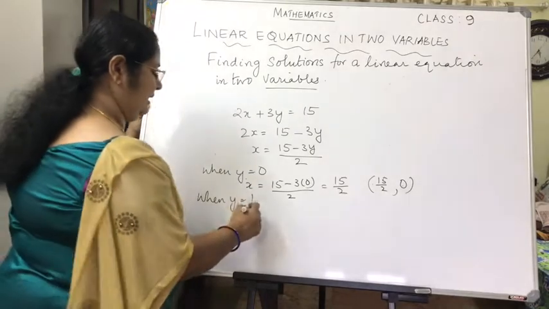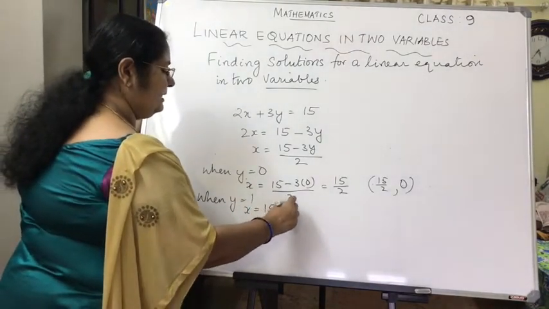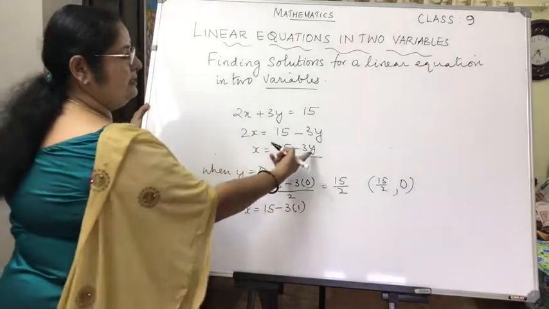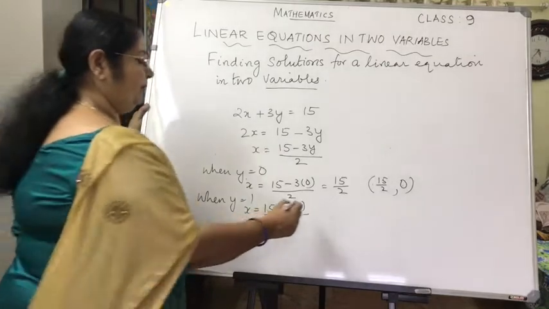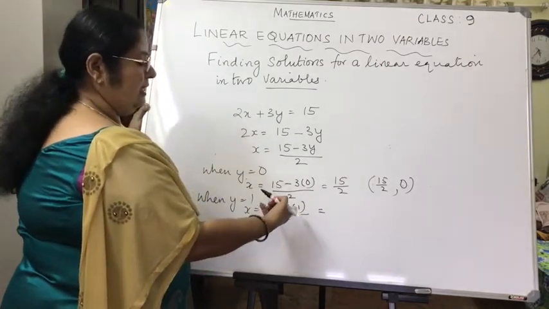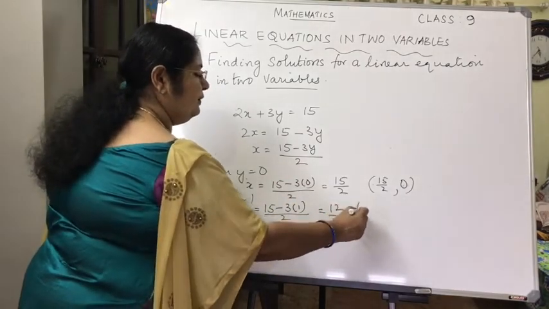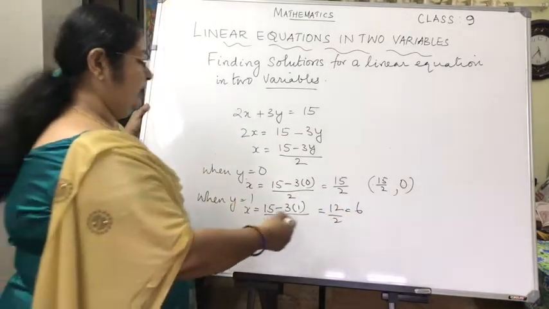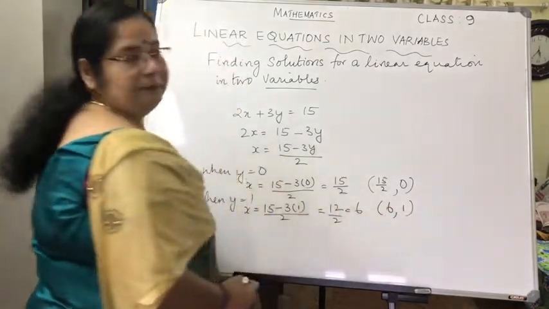Second one, when y equals 1. Let us see. x will be equal to 15 minus 3 into 1, instead of y you are putting 1, the whole divided by 2. This will be 15 minus 3 into 1, which is 3. So 15 minus 3 is 12, and 12 by 2 is equal to 6. So what is the ordered pair solution? x is 6, y is 1.